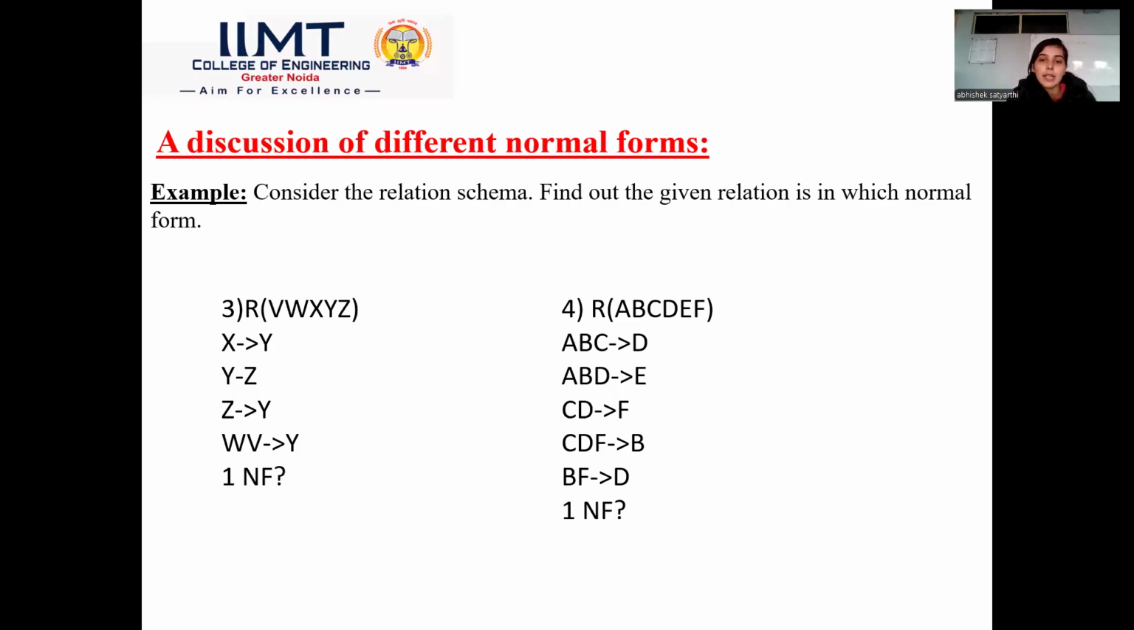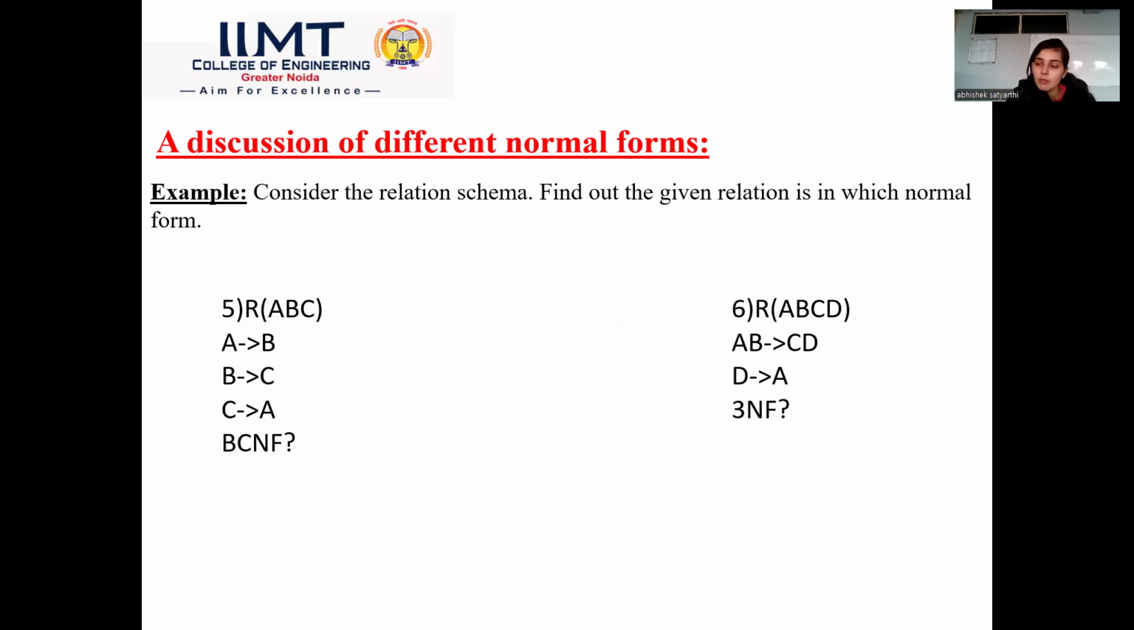Next one is relation A, B, C, D, E, and F. We have a total of 5 dependencies here. So first we have to find the candidate key. After finding the candidate key, we have to apply all the criteria of BCNF, 3NF, 2NF, and 1NF. If it satisfies all the criteria, we can say that the given relation is in that particular normal form. So the given relation is in 1NF, because it does not satisfy BCNF, 3NF, or 2NF criteria, since a transitive dependency or partial dependency also exists.